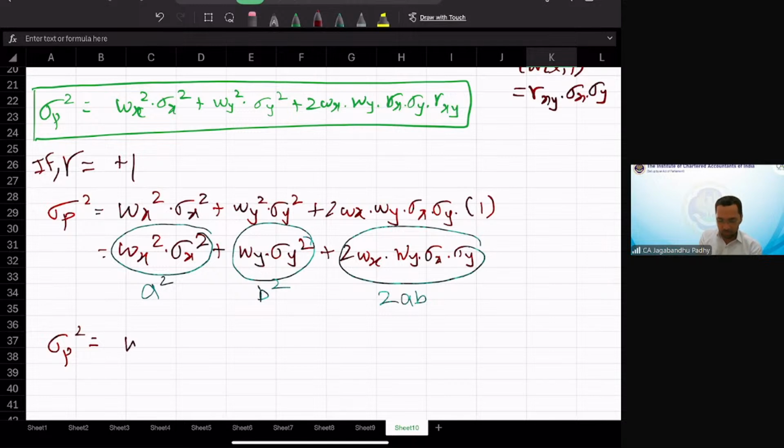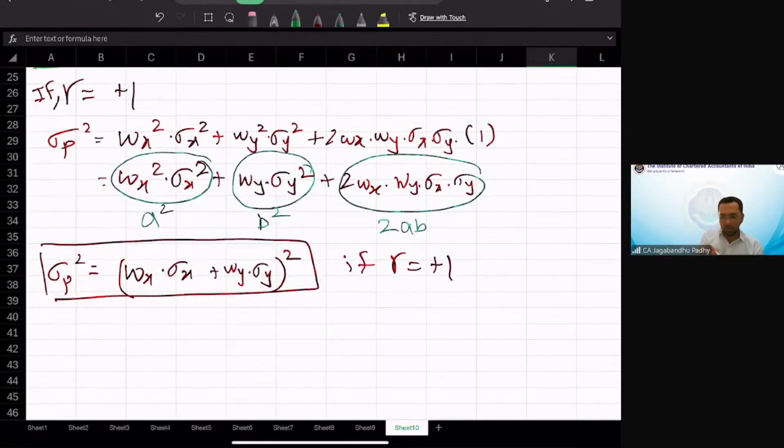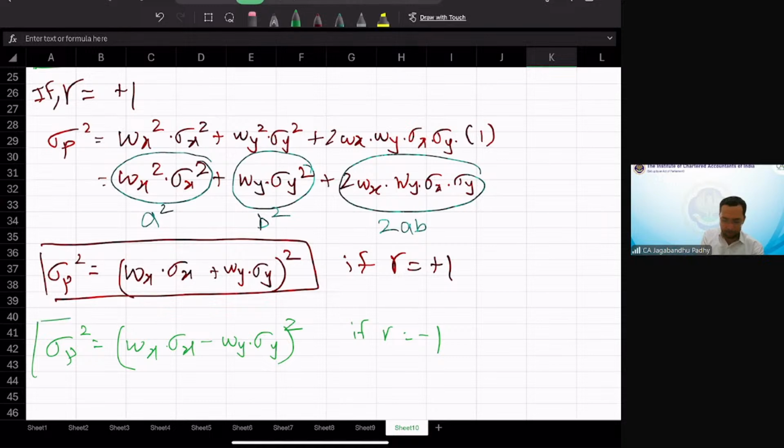So what can we summarize this variance of portfolio to be? Can I say variance of portfolio will be simply weight of x into standard deviation of x plus weight of y into standard deviation of y, the whole square. This variance of portfolio formula will be applicable only if correlation is +1. And if the correlation is -1, then the formula will be weight of x into standard deviation of x minus weight of y into standard deviation of y, the whole square.